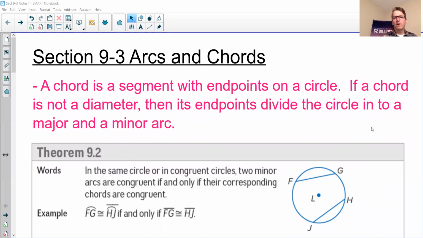A chord is a segment with endpoints on a circle. If a chord is not a diameter, then its endpoints divide the circle into a major and a minor arc.